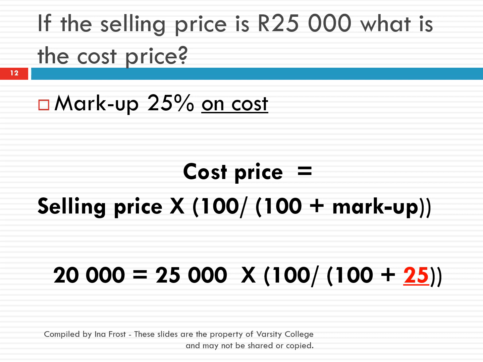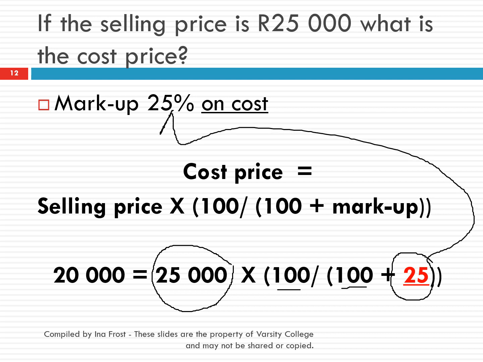To do that, we are going to use the formula that's up on your screen now. We're going to use the selling price, the 25,000 rand that was given to us, and multiply it by 100 divided by 100 plus the 25%, which was also given to us in the question. That means the original cost price was 20,000 rands. This particular calculation is for when the markup was on the cost price.